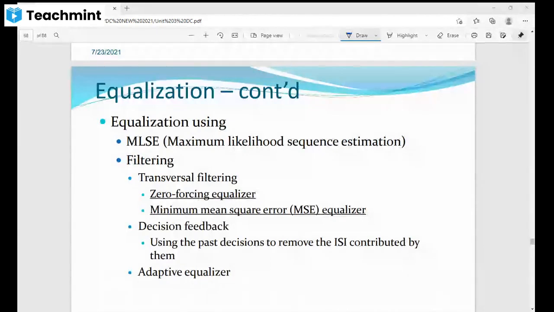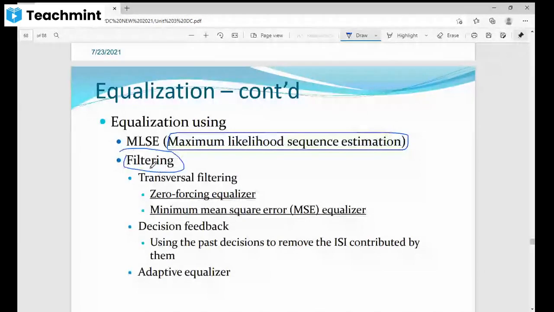Equalization can be done by using maximum likelihood sequence estimation. The second way is filtering. Filtering means transversal filtering by using tapping. Zero forcing equalizer. What is a zero forcing equalizer? A zero forcing equalizer approximates the inverse of the channel with a linear filter.